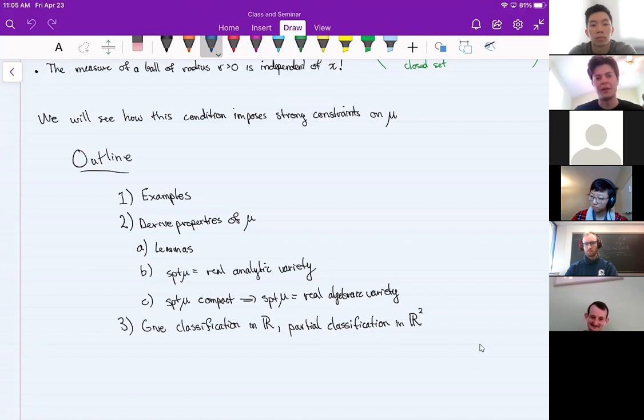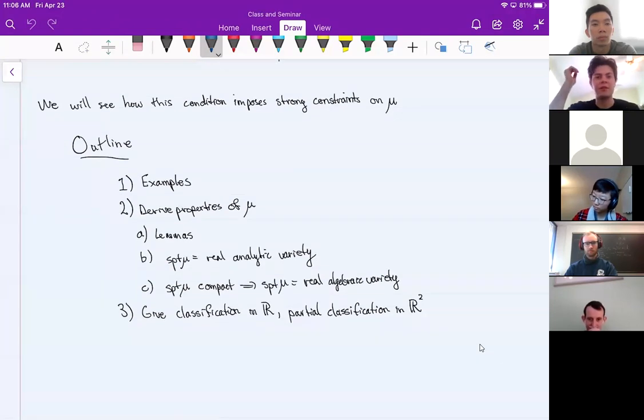And then after that, if we have time, maybe I can give you some idea of how these results give classification results for these measures, at least in R, and a partial classification in the case of compact support in the plane. So that's the plan. By the way, feel free to interrupt me at any time to ask questions if I write something that's unclear.